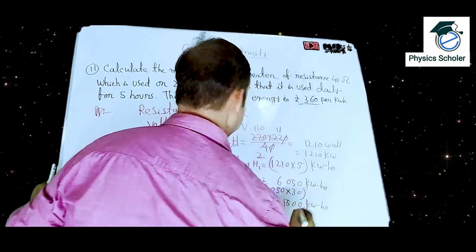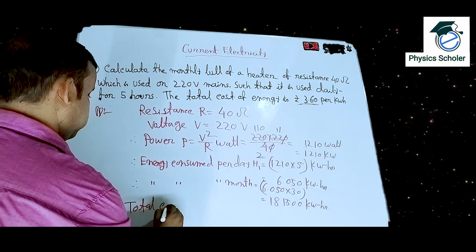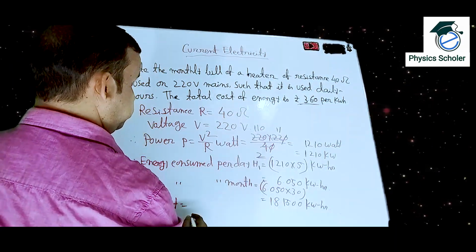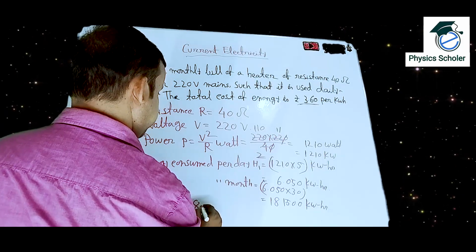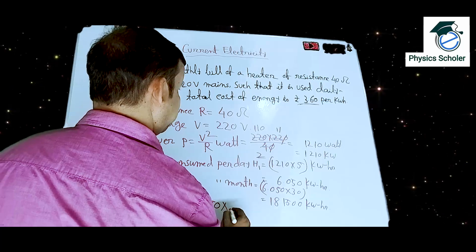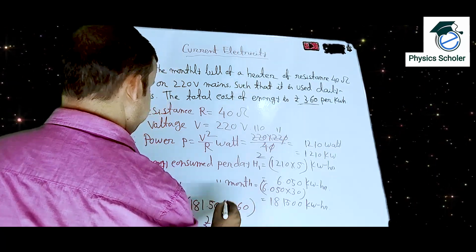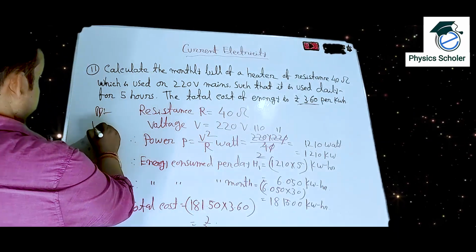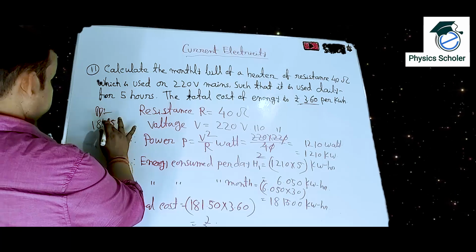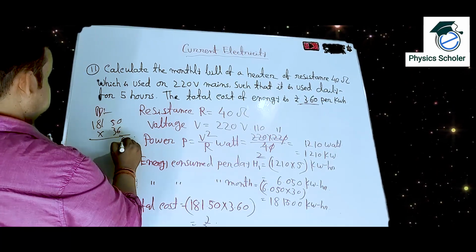Kilowatt hour. So total cost is the per unit charge times the total energy consumed. So 1.50 into 3.60 is equal to rupees. So 181.50, and 36, just multiplication.